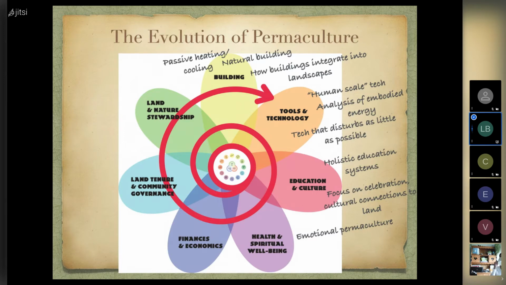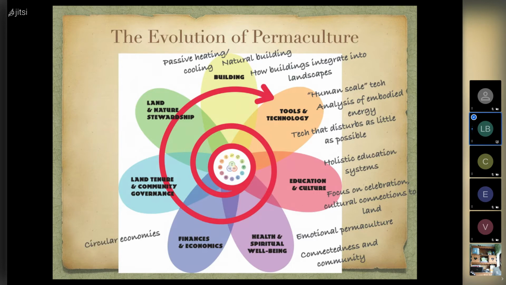Then there's another petal, which is health and spiritual well-being. And there's actually a whole facet of permaculture that's called emotional permaculture, where you use the permaculture principles to design your own sort of daily practice and to look at what your personal boundaries are and how you want to design the relationships with the people around you in your community. So yeah, fostering connectedness and community through design.